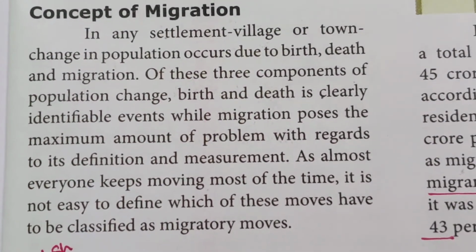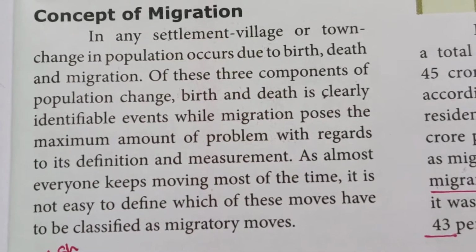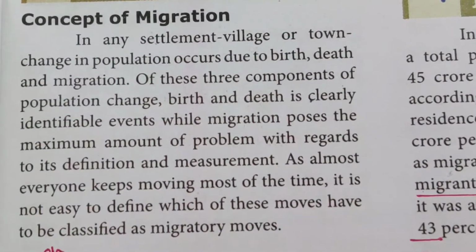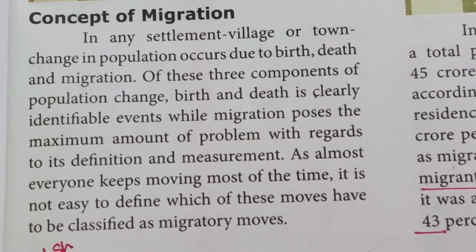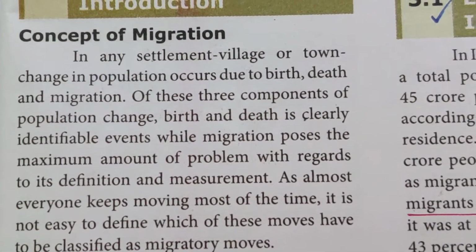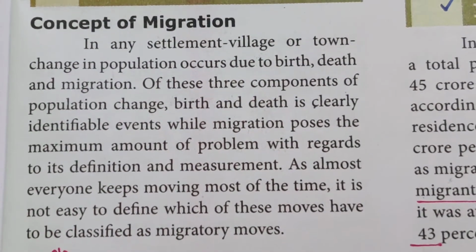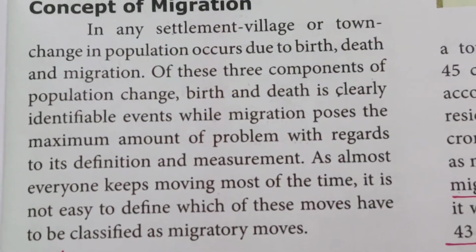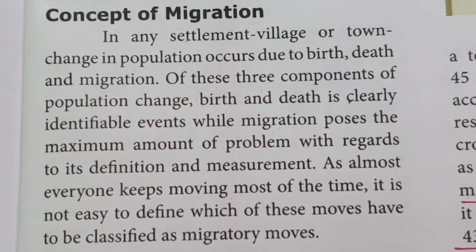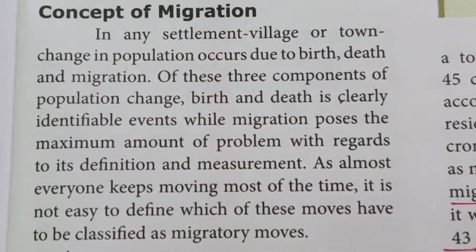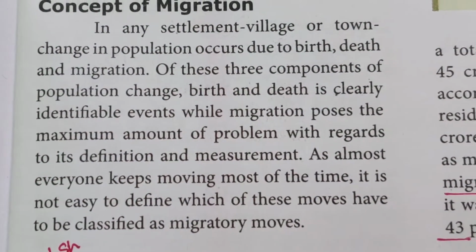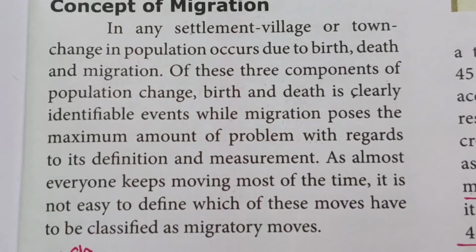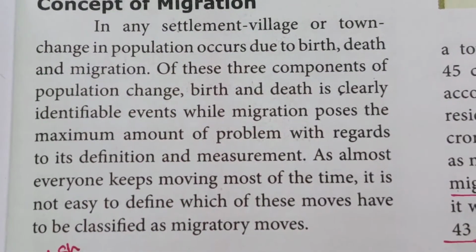In any settlement, village or town, change in population occurs due to birth, death and migration. We can't expect the same population in a village and in a town. Of these three components of population change, birth and death are clearly identifiable events, while migration poses the maximum amount of problems with regard to its definition and measurement. As almost everyone keeps moving most of the time, it is not easy to define which of these moves have to be classified as migratory moves.